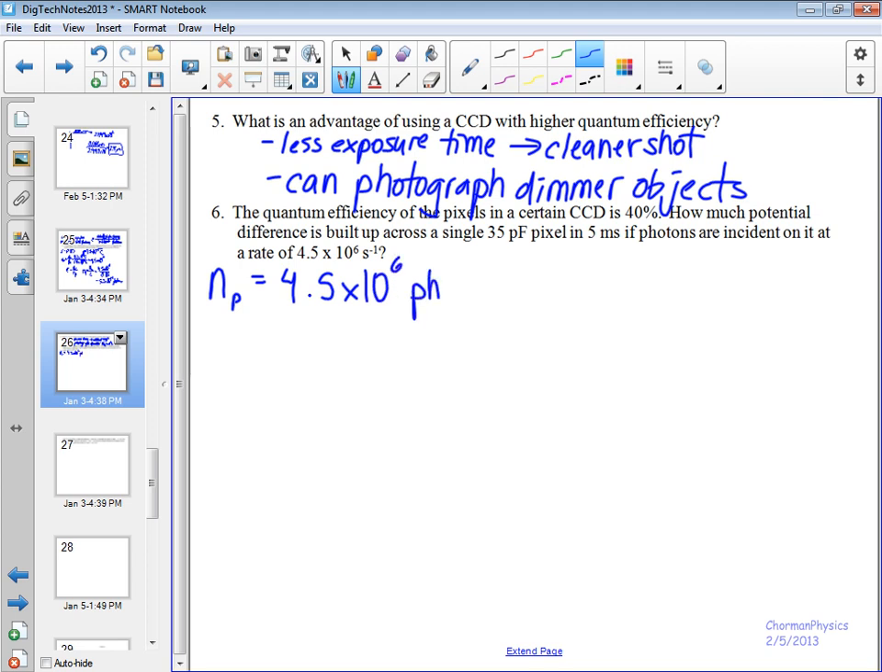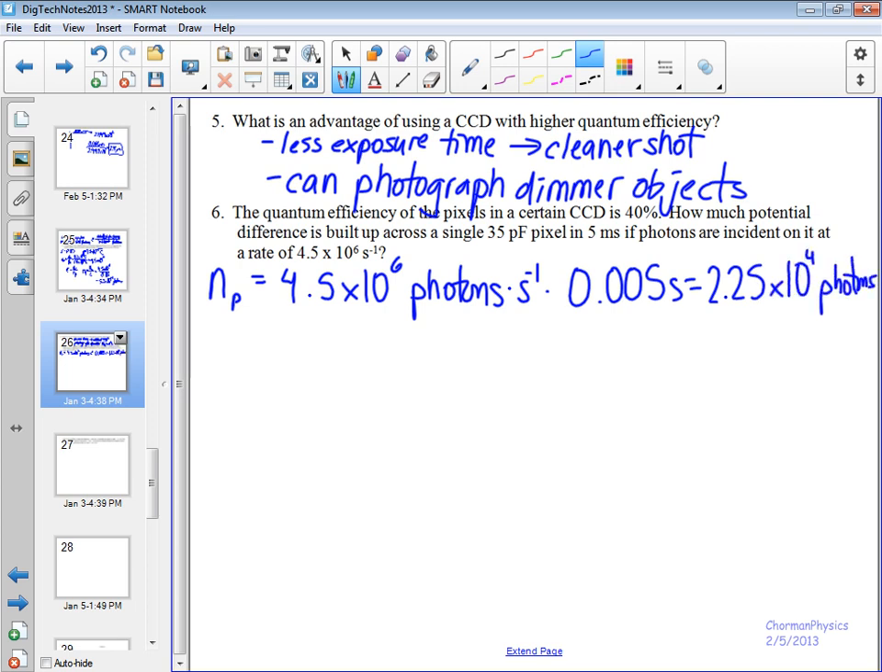The rate at which we're getting photons is 4.5 million per second. I'm just going to go straight and convert this because we only need the number of photons. We don't have to worry about the rate. It's going to be 4.5 million photons falling per second times 5 milliseconds, which is just going to give us 22,500 photons.